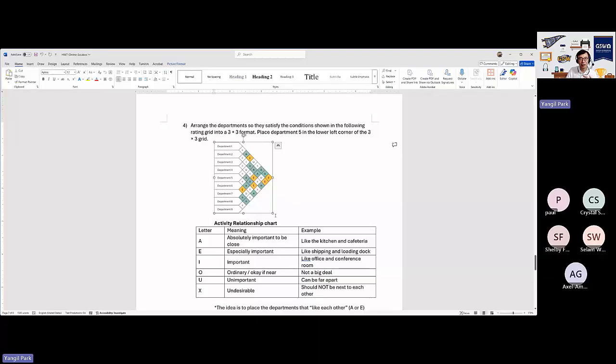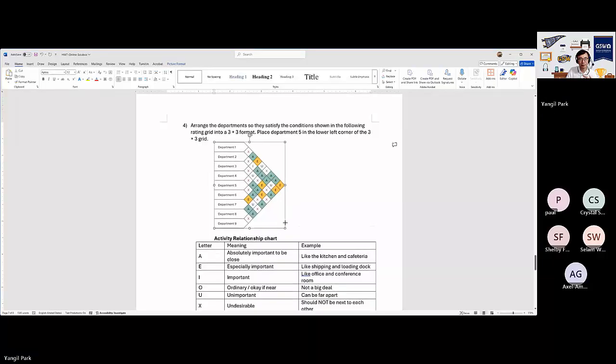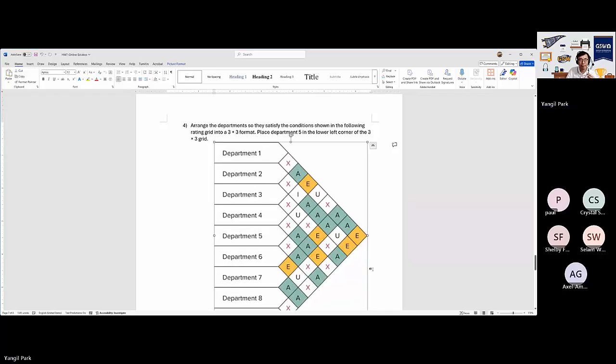And then we need to read this diagram. To find the relationship between two departments, you read it like this: column, row, or row, column. It's an interesting way to put it. Anyway, you go across here, then move this way to department 3. That's the slot you have to look for between department 1 and 3.